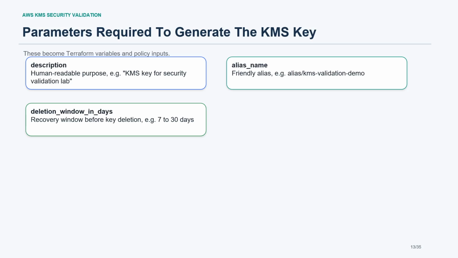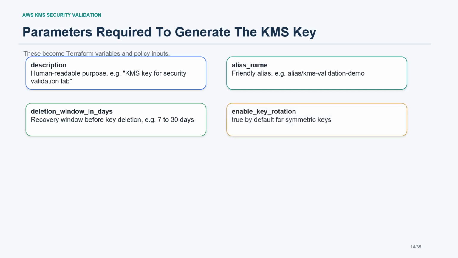Even if today I'm deleting, it should be deleted after 30 days. Within 30 days I can restore it. Next one is called key rotation. That is also an important parameter, right?